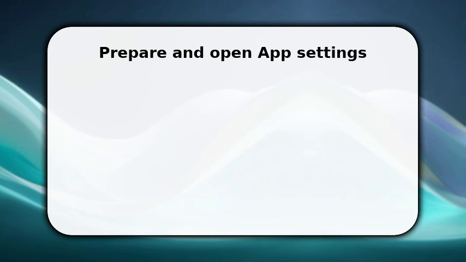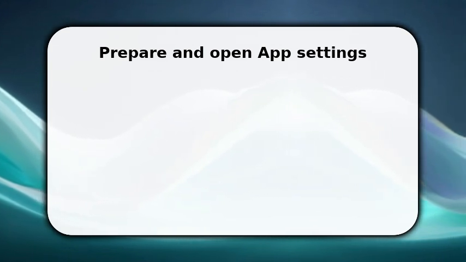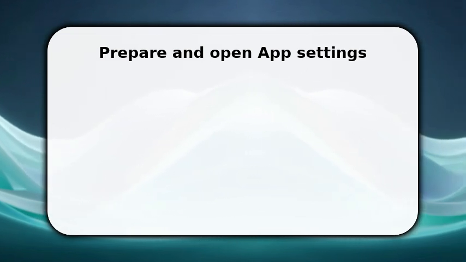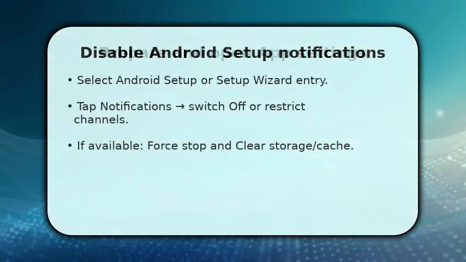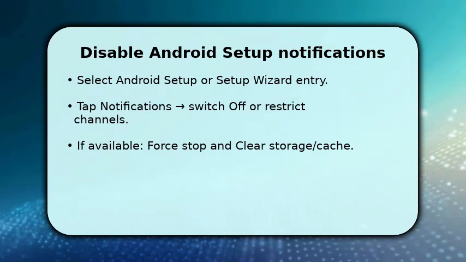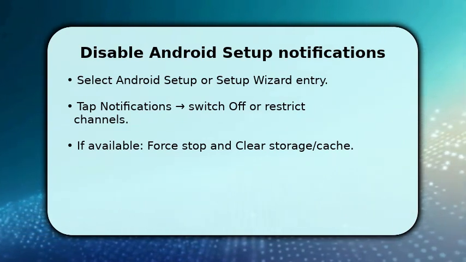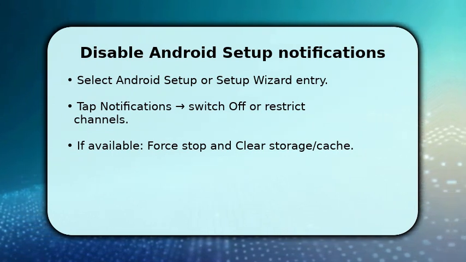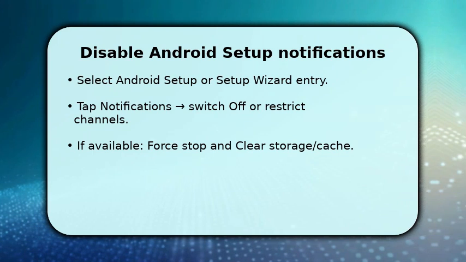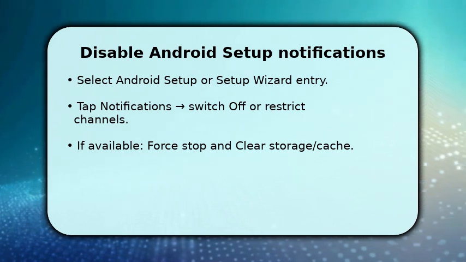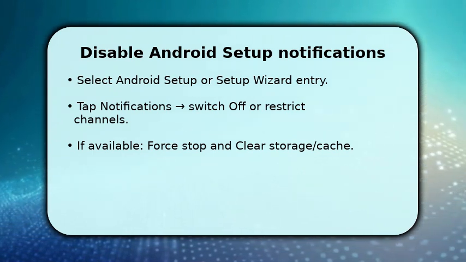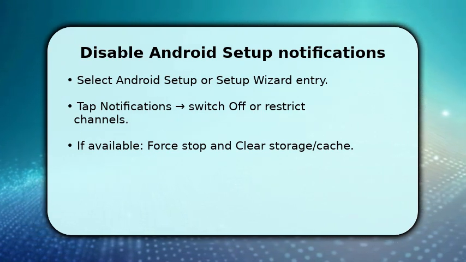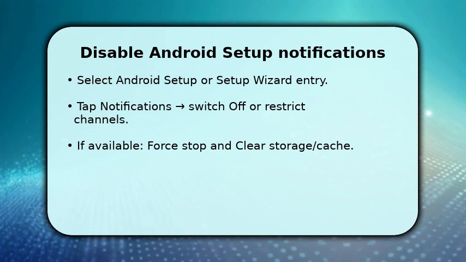Don't skip this step, because system apps are hidden by default, and you need the exact app entry to adjust notification and permission settings. You now tap the Android Setup or Setup Wizard app entry. This is the actor behind the persistent notice. Open Notifications and flip the master switch off, or disable specific notification channels that match the message text. Once done, force stop the app to stop current processes, then clear storage or cache to remove leftover triggers.